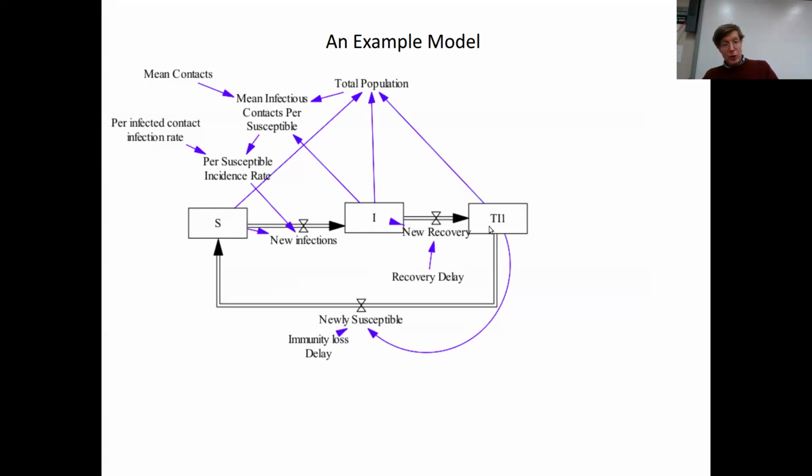In fact, we're overstating how much information we need, because if we have a fixed total population, which I'm assuming here, anyone who leaves Ti goes back to S. There's a conservation of people here, right? People never leave the system. The total population is fixed. And therefore, if we just have two numbers, S and I, we can figure out what the third one is. It's just this constant total population minus the quantity S plus I, right?